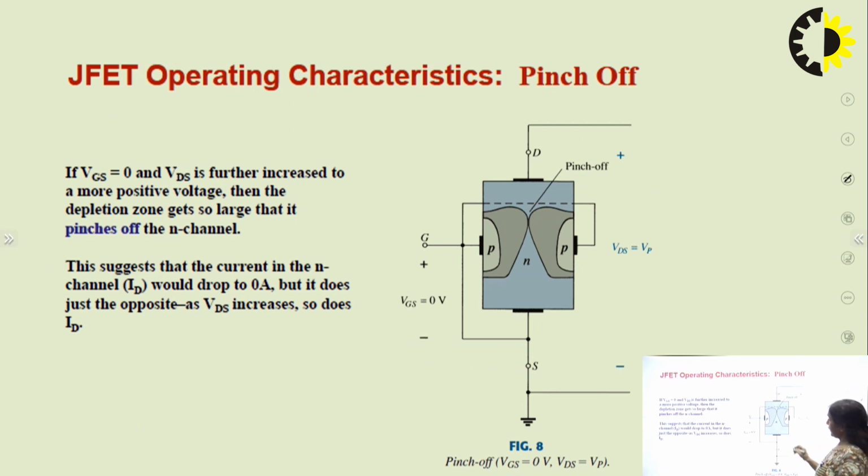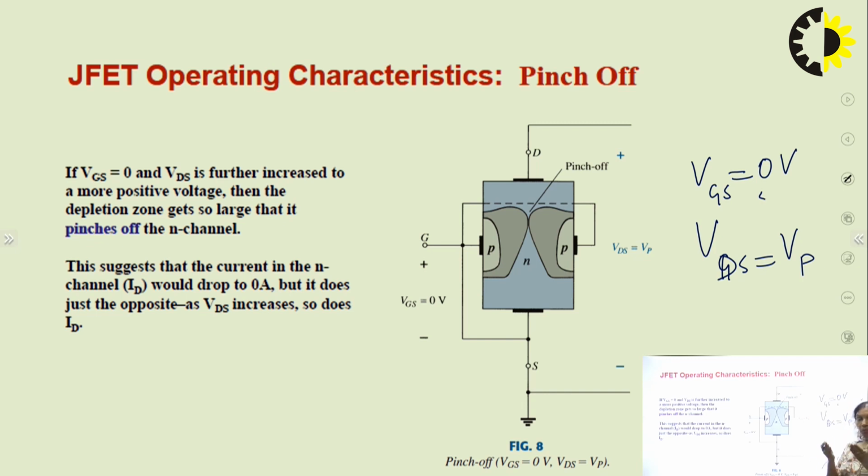So as we keep on increasing this voltage, with VGS equal to 0, when we reach the value where VDS is equal to VP, at that point both the depletion regions touch each other. When both depletion regions touch each other, very little path is available, and through this small path all the charge carriers manage to pass, so the resistance will be very, very high.